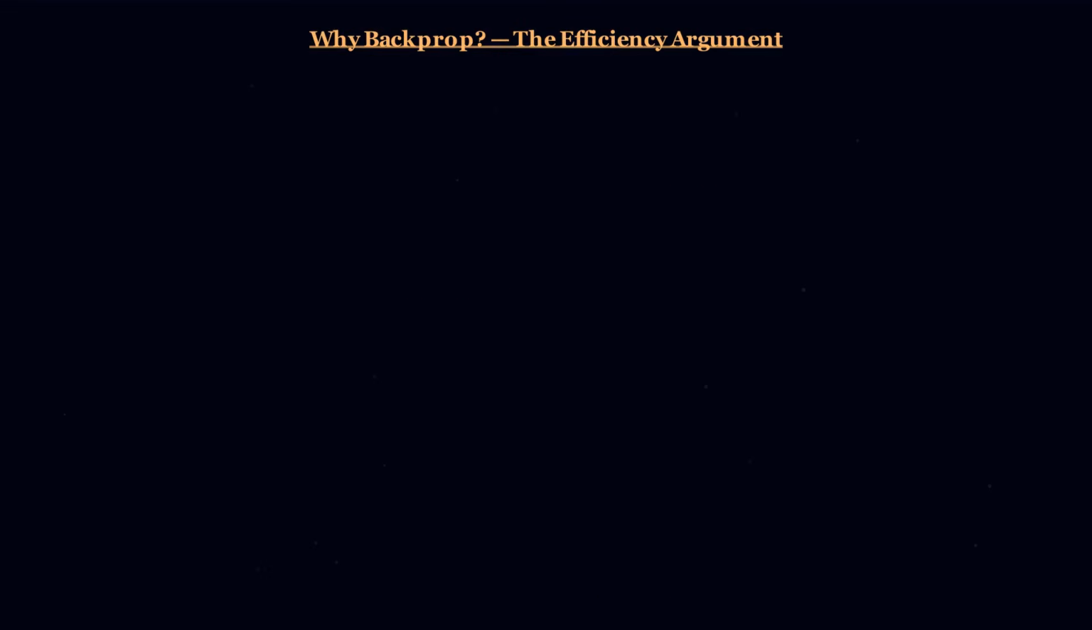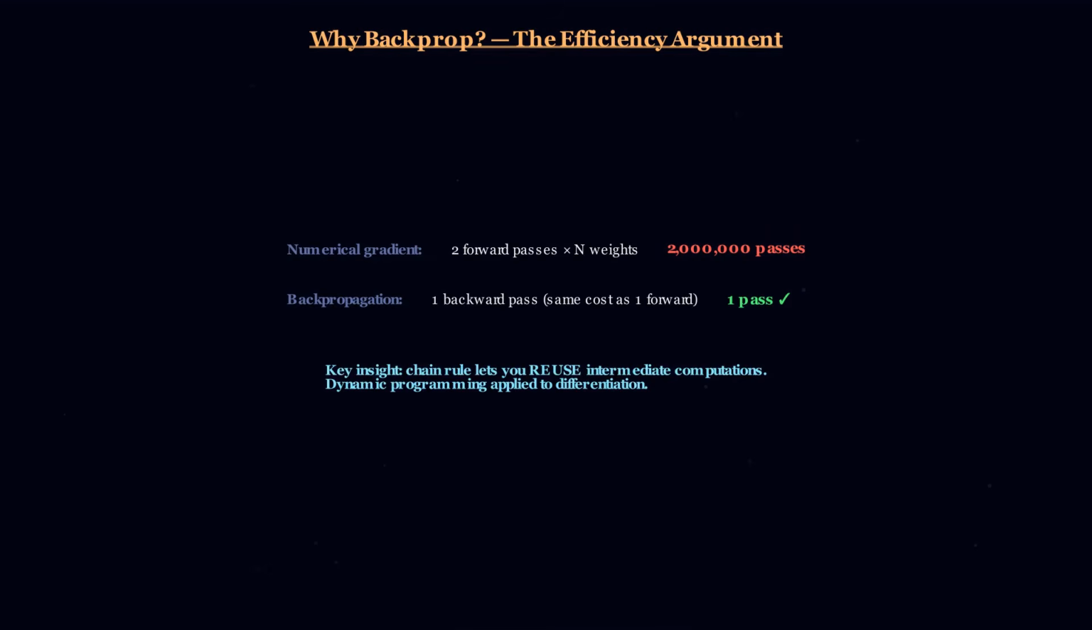Why do we need backpropagation specifically? Why not just estimate gradients numerically? The naive approach: perturb each weight by a tiny epsilon. Run the forward pass. See how the loss changes. Divide by epsilon. That's the numerical gradient. It works, but it requires 2 forward passes per weight. 1 million weights, 2 million forward passes per update. Backpropagation computes the gradient of every weight in a single backward pass, the same cost as 1 forward pass. For 1 million parameters, 1 backward pass, not 2 million forward passes.